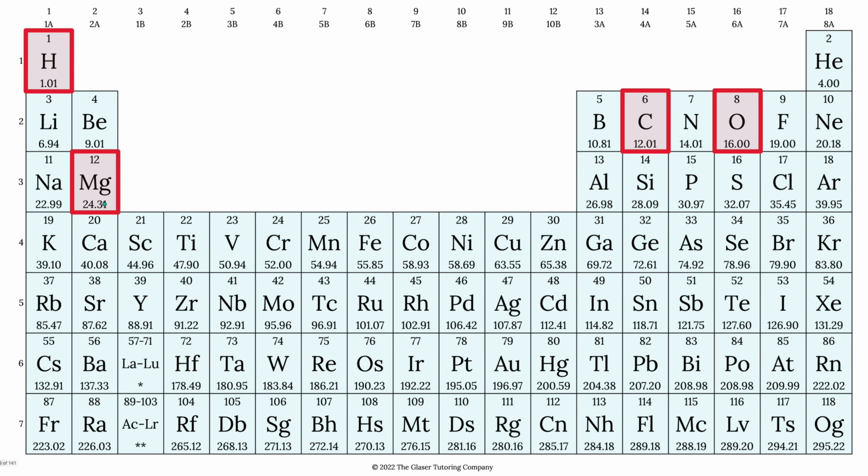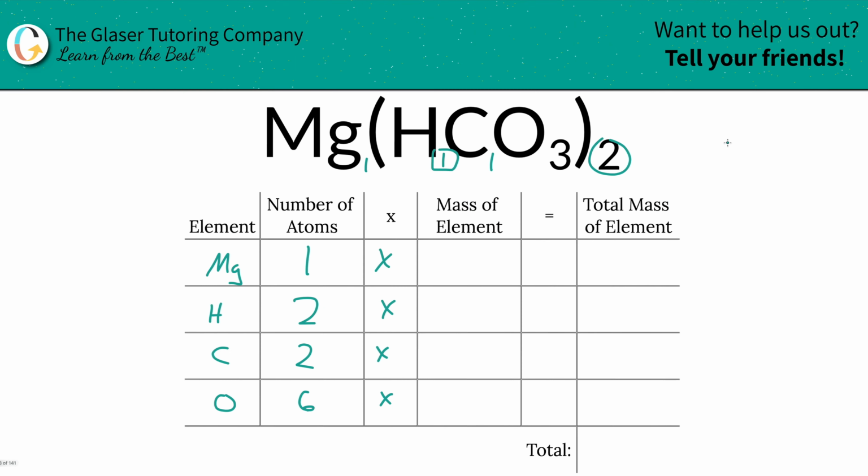Then we're going to multiply all those numbers of atoms by the mass of each individual element, and the periodic table helps us out with this. So we have 24.31 units of mass for magnesium, hydrogen is 1.01, carbon is 12.01, and oxygen is 16. So we're going to write them in the table. This is going to be 24.31, hydrogen is 1.01, carbon is 12.01, and oxygen is 16.